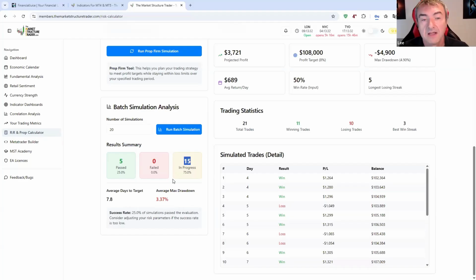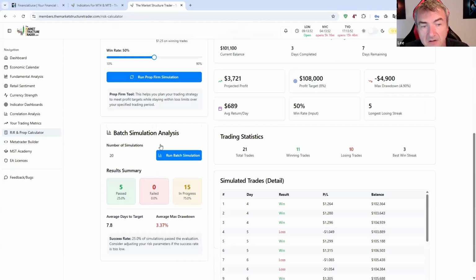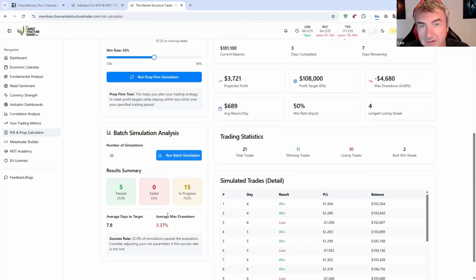Yeah? And this is where it's really useful. People blow accounts because they over leverage and get cross. If they just play the statistics, you won't do that. Yeah, it's hard to blow an account if you stay within the risk parameters, and you can adjust all the risk parameters. So if you have a trailing loss limit, let's look at that 5 and 15 now, you'll probably find it will have more fails, yeah?